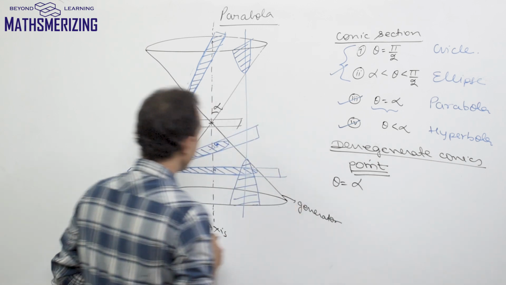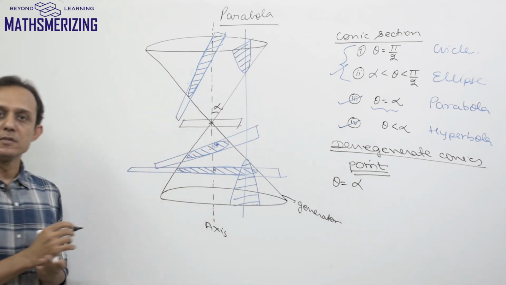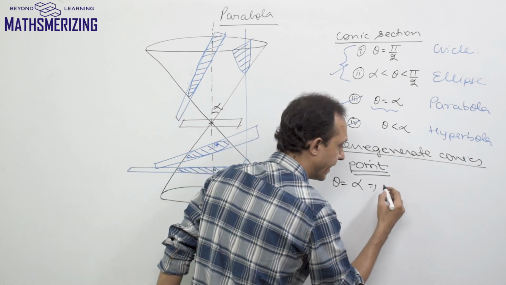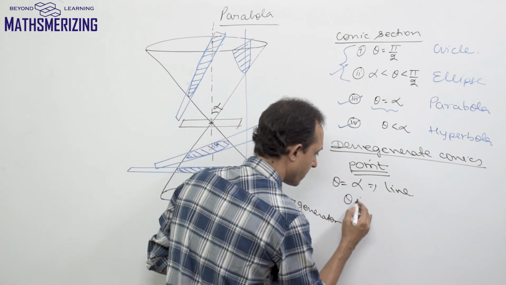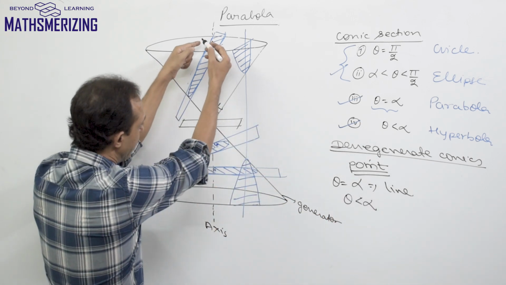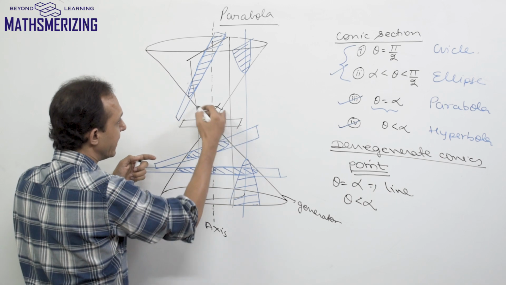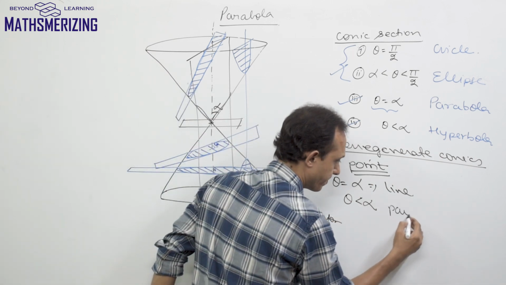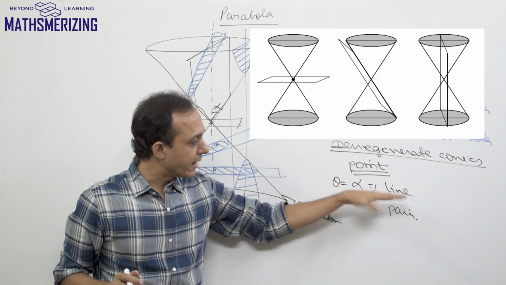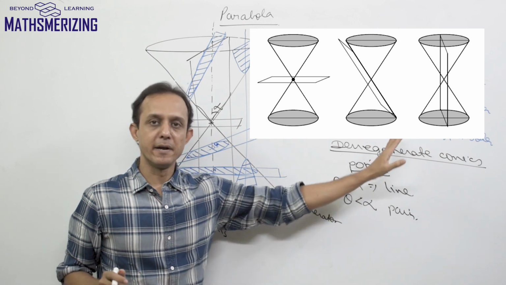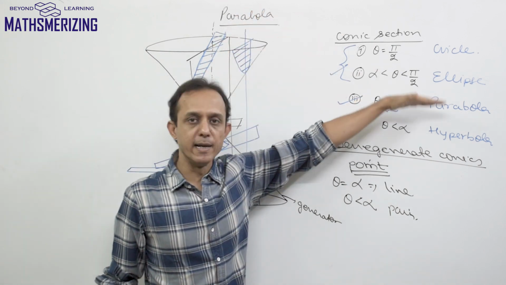If we take this plane when it makes an angle alpha, but it passes through this vertex, then that plane will be tangent to this double cone. In that case, we'll end up getting a straight line. And if theta is less than alpha, and it still passes through the vertex of this double cone, then we'll end up getting a pair of straight lines. So from the intersection of this plane and double cone, we may also get a point, a line and a pair of straight lines, which we call degenerate conics. We are not interested in degenerate cases. We are interested in studying the parabola, ellipse and hyperbola.